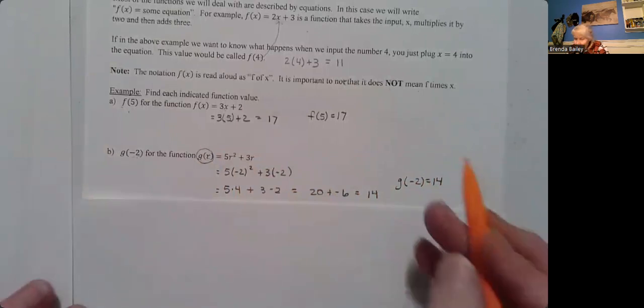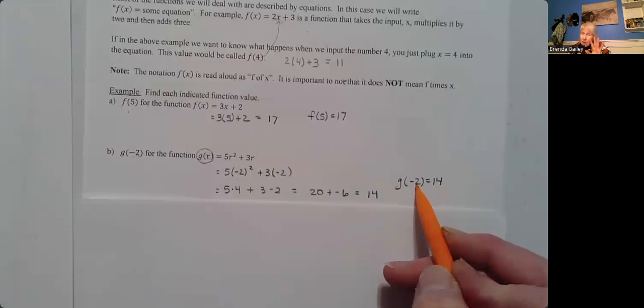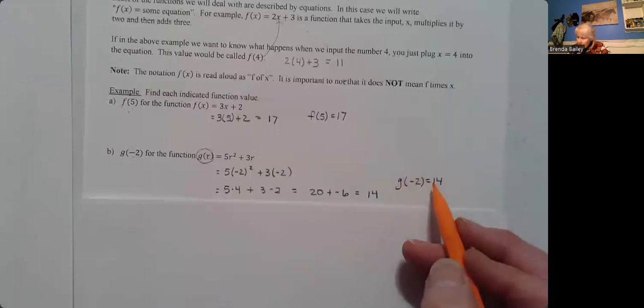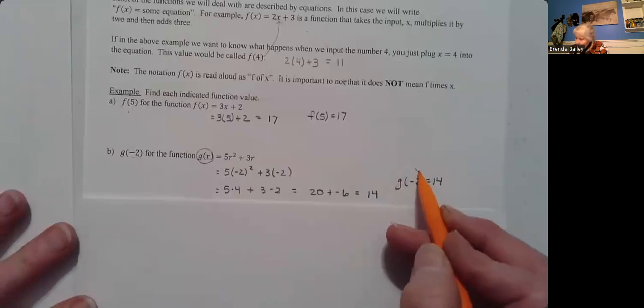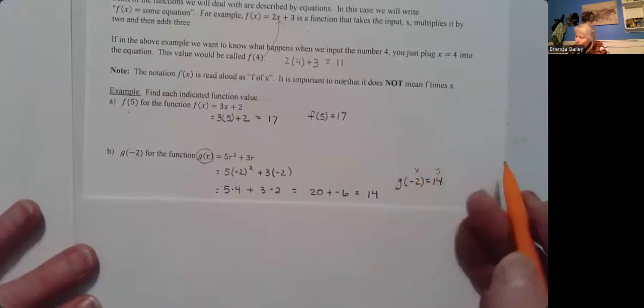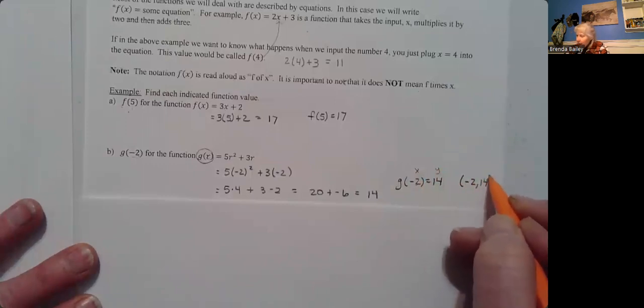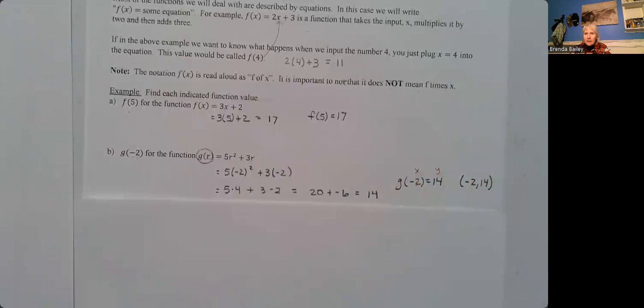Again, this is our x. Pretend that we were going to graph this, this would be our x, and that would be our y value. So our ordered pair would be negative 2, 14. That's how you would graph that.